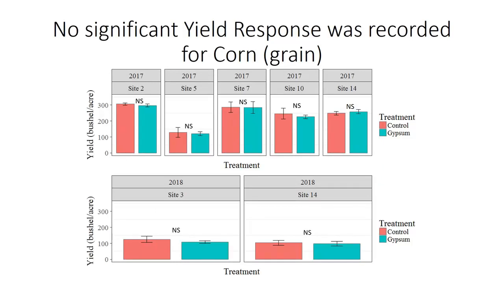Now we're looking at yield response to gypsum. For corn grain at some of the sites, neither in 2017 nor in 2018 did we see an increase in yield in any of the corn sites. Now, 300 bushels per acre is a little high. We estimated the yield from calculation, so it's maybe a little overestimated, but generally there's just no difference between the treated and the untreated.